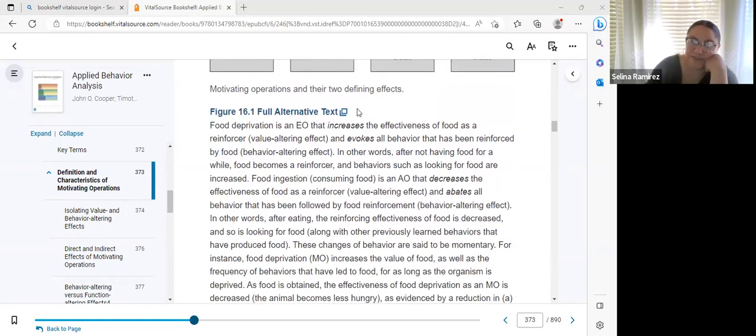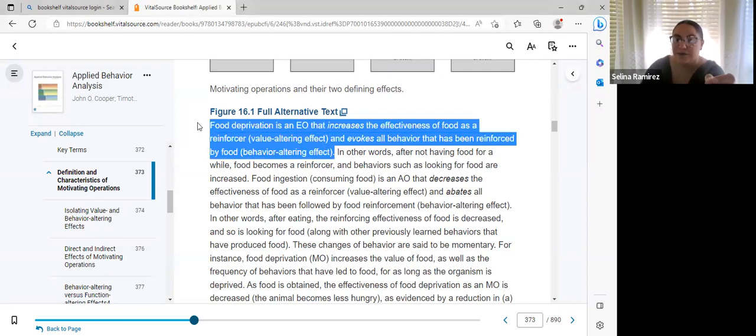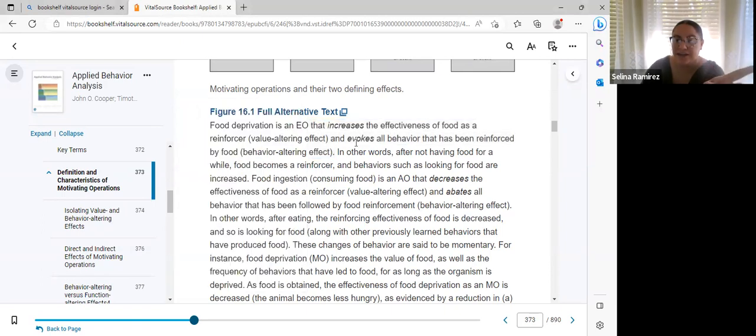Okay, so let's read what Cooper tells us about it. So food deprivation is an EO that increases the effectiveness of food. So we're going to be withholding food to make food more reinforcing. So it's going to have a value altering effect and evokes all behavior that has been reinforced by food. Okay, so it's like both of them go hand in hand, right? So you deprive them of this, and so then it evokes the behavior that has been reinforced by food.